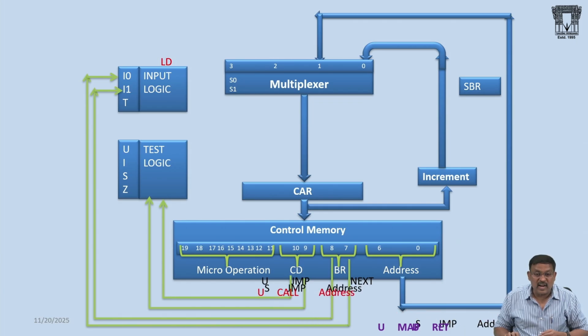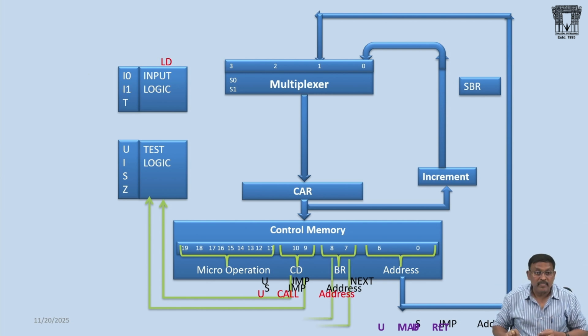Transfer the unconditional call, the branch address. Transfer the condition bits to the test logic. Verify the test logic. If the test logic is true, that means the output is equal to 1. That is the test logic: T is equal to 1. Then the input logic is enabled.